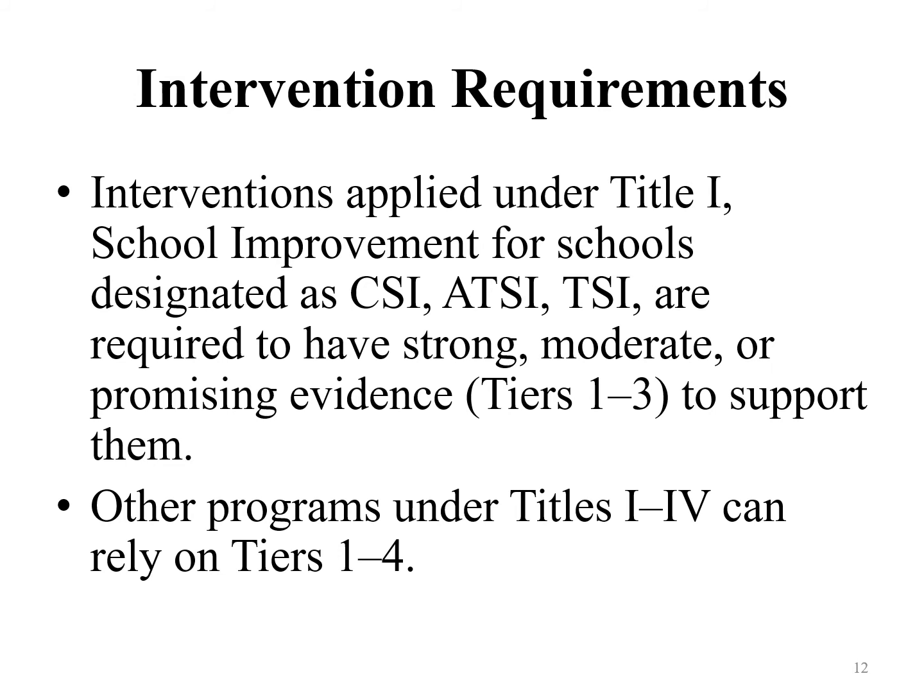Some federal title programs require certain levels of evidence to support selected interventions. Interventions applied under Title I, School Improvement for Schools, designated as CSI, ATSI, TSI, are required to have strong, moderate, or promising evidence, Tiers 1 through 3, to support them. Other programs under Titles 1 through 4 can rely on Tiers 1 through 4.